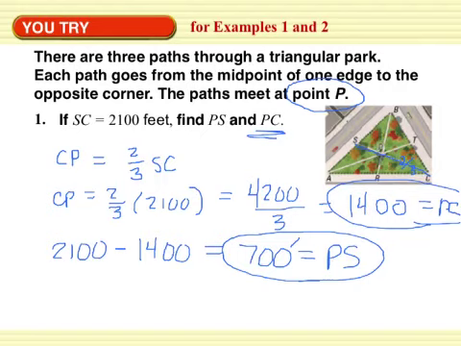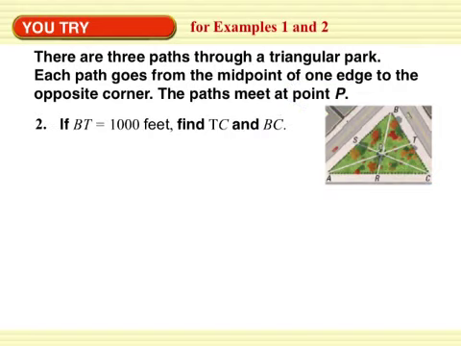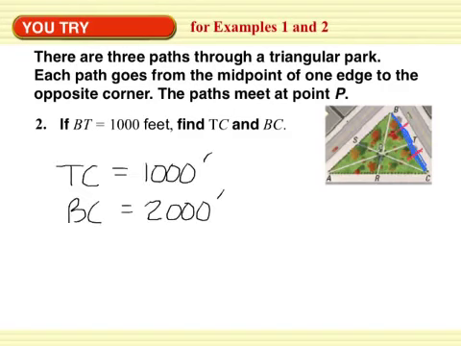Here we go. If BT equals 1,000, find TC and BC. Go. I'm pushing pause. Okay, T is the midpoint of BC. So BT and TC are congruent. So TC equals 1,000 and BC equals 2,000.